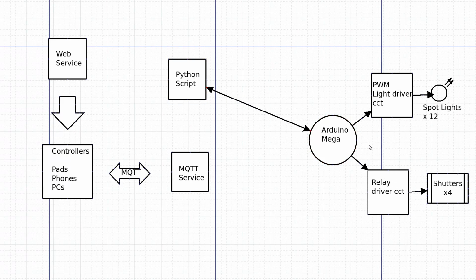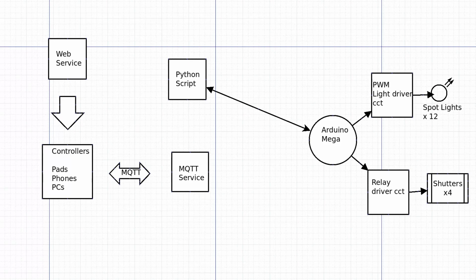When the Arduino makes the change, information is fed back from it to the Python script, which publishes that information on the MQTT service, which the controllers subscribe to. So any change made on the Arduino is fed back to all controllers, and that is how they keep up to date.